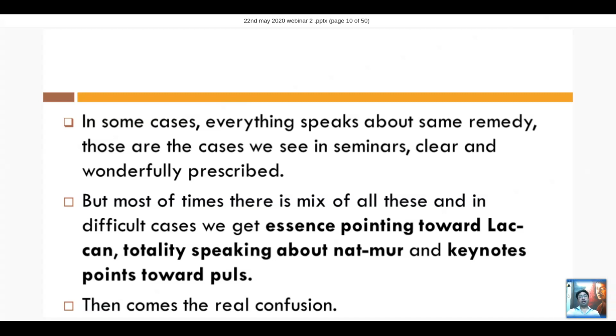But most of the time, there is a mix of these. For example, we have an essence pointing toward Lac caninum. Then we put some rubrics. Then the totality comes, which is speaking about Natrum muriaticum. And then there are the keynotes, which are pointing to Pulsatilla. Then comes the real confusion. Which to prescribe? What information do we have to trust in that case?